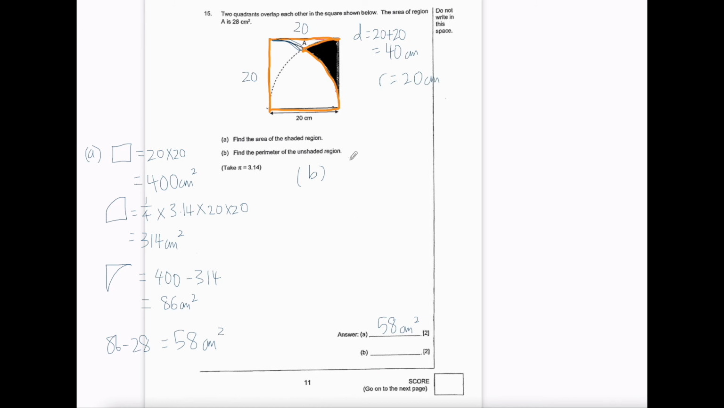Alright, so the circumference of a quadrant is just 1/4 times pi times diameter. My answer will be 31.4 cm. And I just need to add the 3 20s: 20, 20, and 20. And I'll have my answer. My answer will be 91.4 cm. Alright, so pretty straightforward. But if you don't understand, just watch it again.